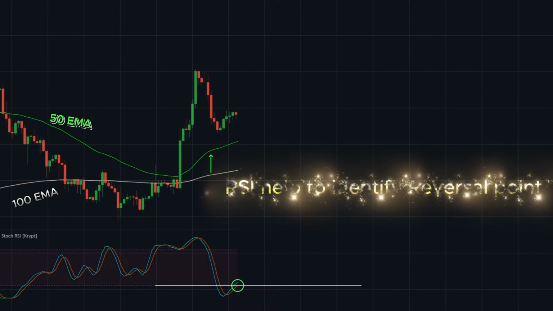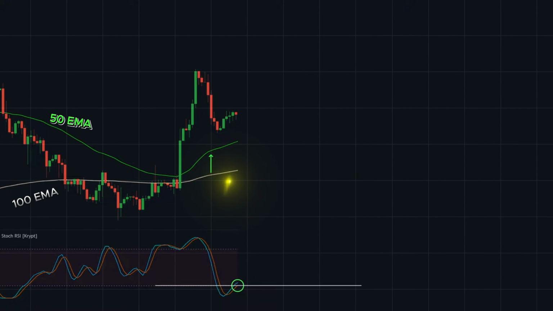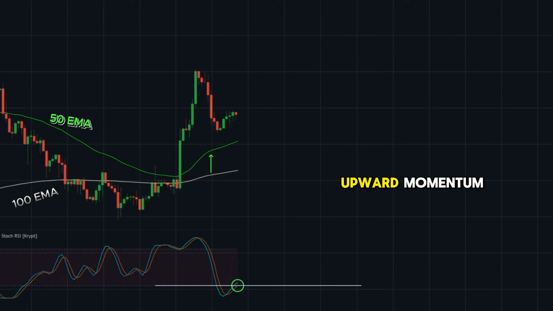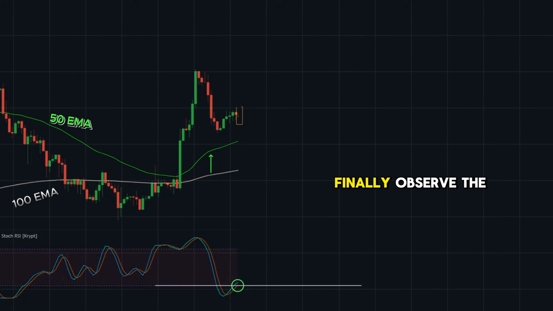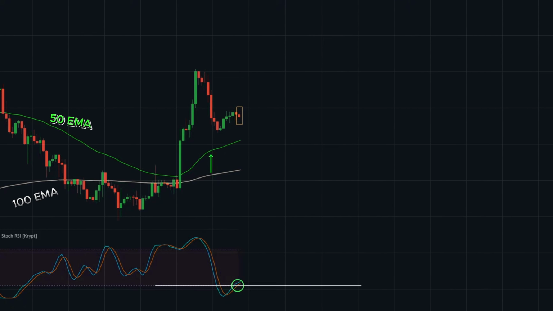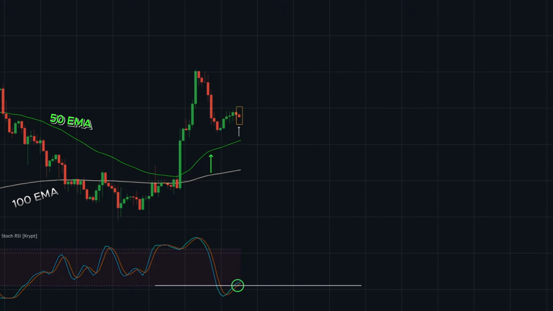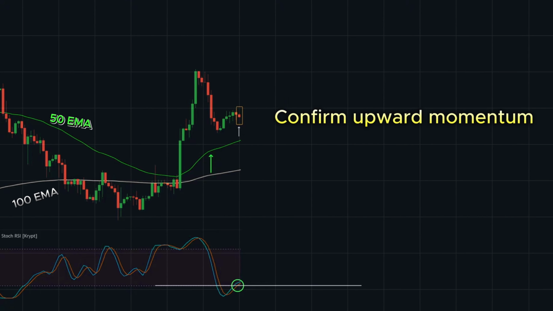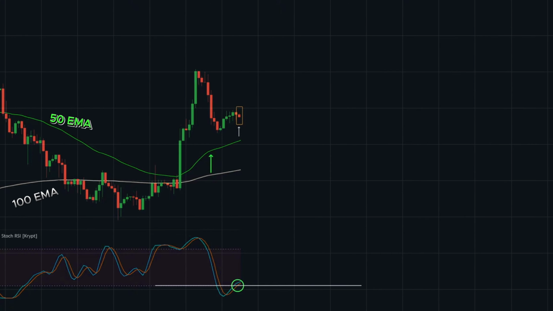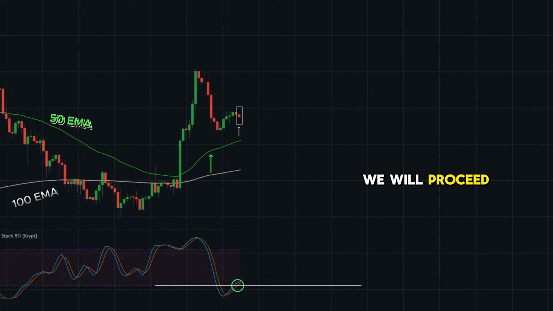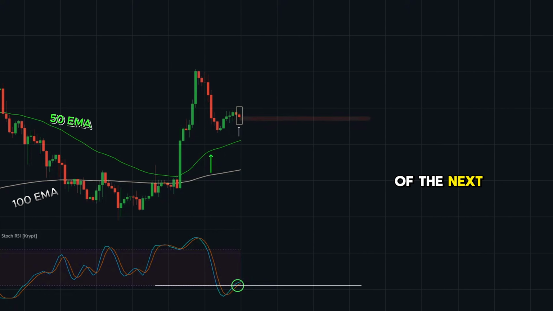The stochastic RSI helps in identifying potential reversal points and ensures that we are buying when the market shows signs of upward momentum. Finally, observe the price action closely. The price must close above the 50-period moving average. This confirms that the upward trend is robust and provides a solid entry point. When all these conditions are met on a specific candle, we will proceed to open a long order at the open of the next candle.